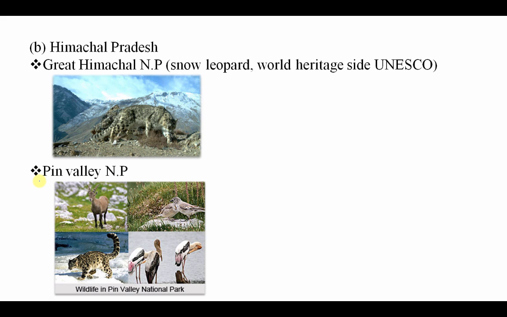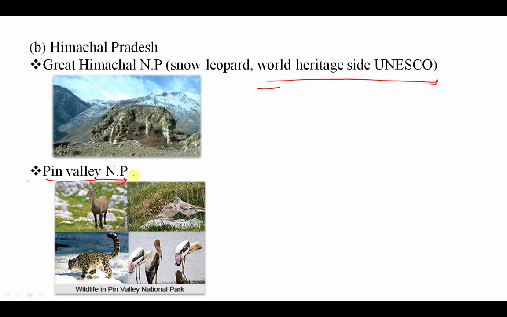Himachal Pradesh's first important national park is the Great Himalayan National Park. From Great Himalayan, you can understand that it is in Himachal Pradesh. Snow leopard is found there, and it is a UNESCO World Heritage Site.